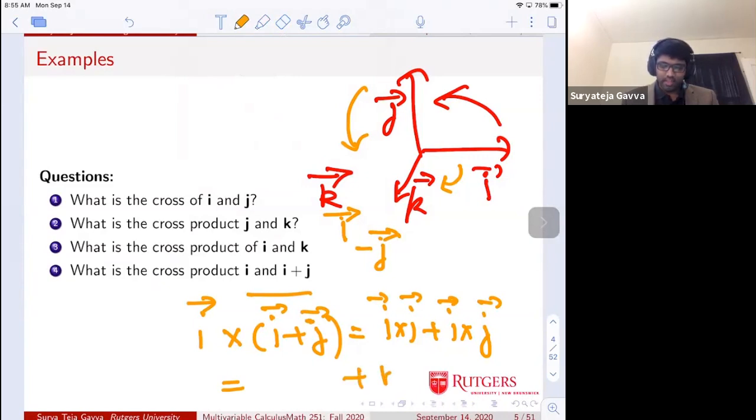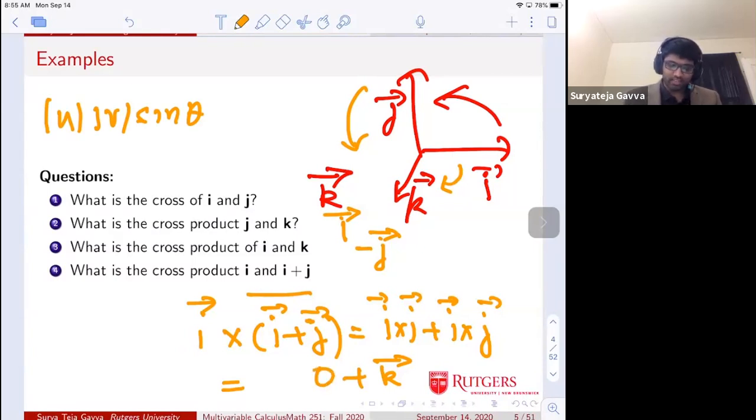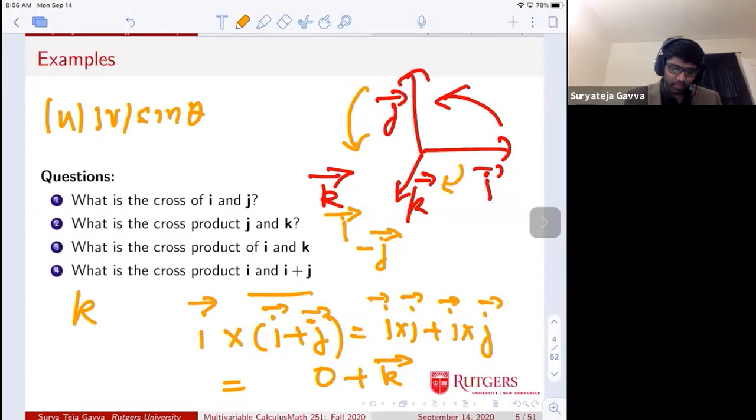The second term is i cross j, which is k. What is i cross i? Yeah, it is 0, because the cross product of two parallel vectors is 0, because you have |u||v| sin theta. When theta is 0, you get that the vector is 0. So that's why it's 0 plus k, hence it's k.